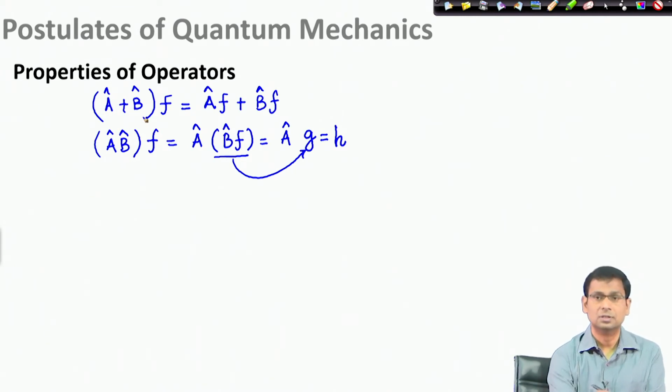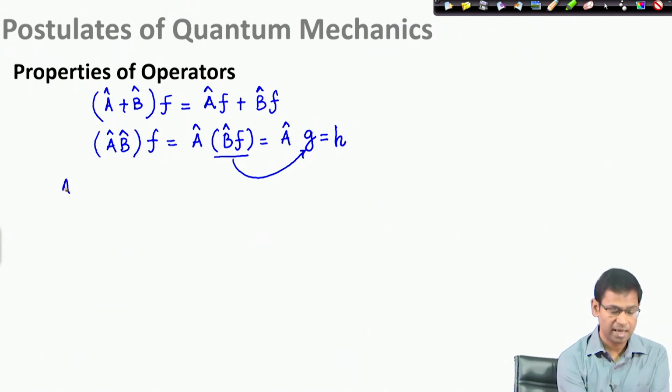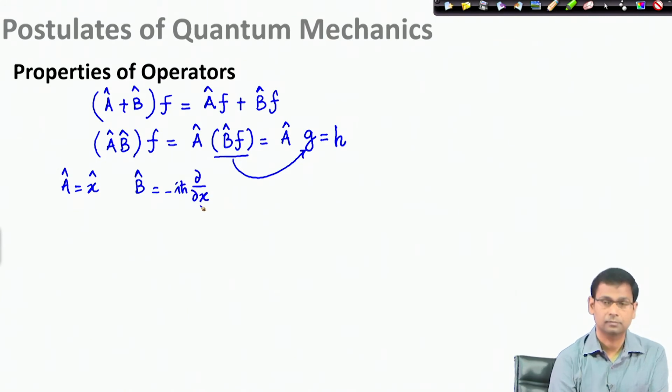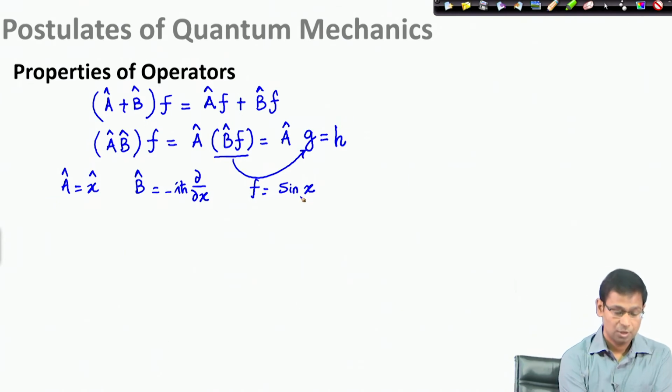We would now apply these two rules by taking two operators and an example function. In our example, let us say operator A is our position operator and operator B is our momentum operator, and I am using only the x direction. Let us define our function f, which is simply a sin x function. So, what would be the action of A plus B?